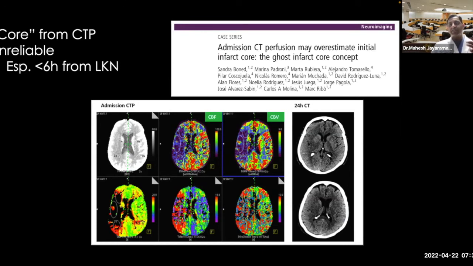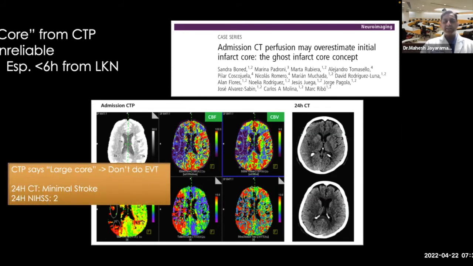So I'm going to show this example. This is from Marc Ribo and the group in Spain, and what they showed is that the CT perfusion on this patient at admission says it's a large core, matched defect, low CBF, low CBV. Don't do endovascular therapy. But they did it anyway. And the CT at 24 hours shows minimal stroke in the basal ganglia and a dramatic improvement in the patient's clinical outcome.